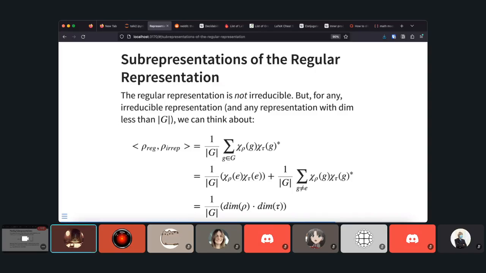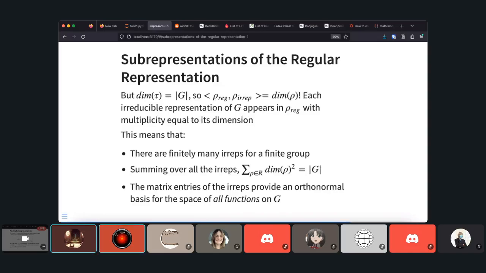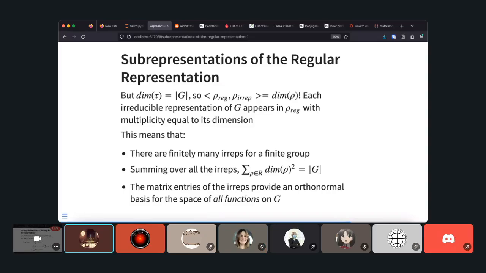So does this make sense? And I'm sorry, that should be rho reg and rho rep, not rho and tau. So what the last line means is that the dimension of your sub-representation must be prime factors, or maybe not quite prime factors, but they must divide the order of the group. So that's where the prime factors come in. Yeah, exactly. And so, even more.